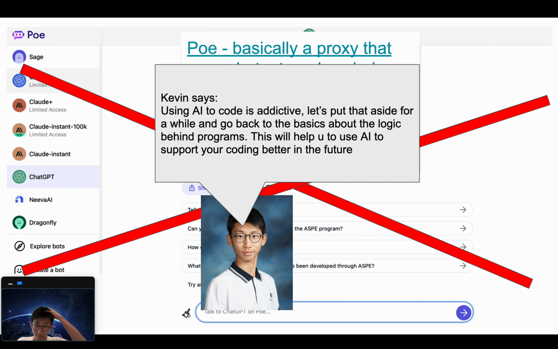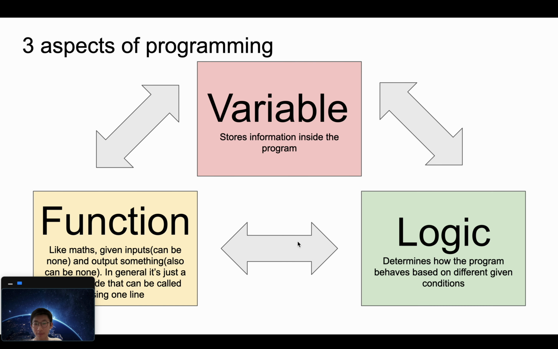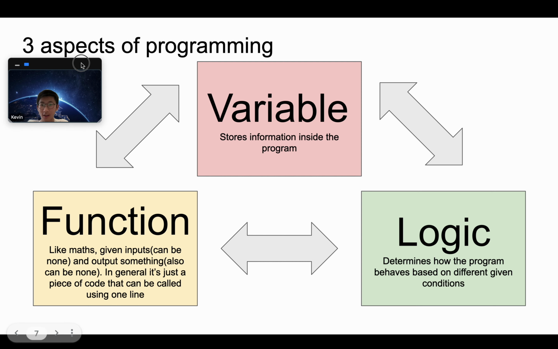So, in this lesson, we don't need to use any AI to help you code. Okay, so let's take a look at the three aspects of programming. Basically, I just made this up because I believe it's the correct way to learn it.